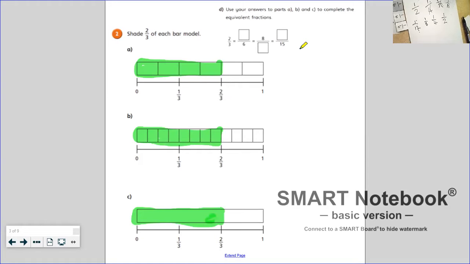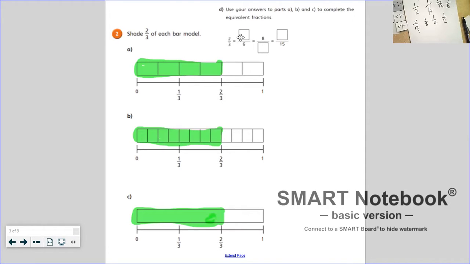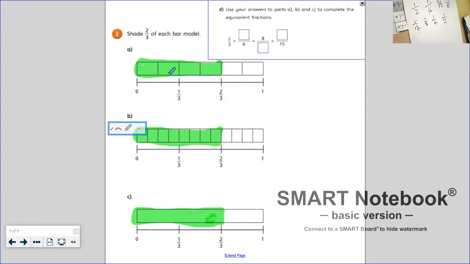And then it says, use your answers to parts A, B, and C to complete the equivalent fractions. So the equivalent fractions are up here. You see it? So it says 2/3 is the same as so many 6. Well, look, 1, 2, 3, 4, 5, 6. So that's showing me 6s. And I can see it's got 1, 2, 3, 4 of them. So 2/3 is the same as 4/6.